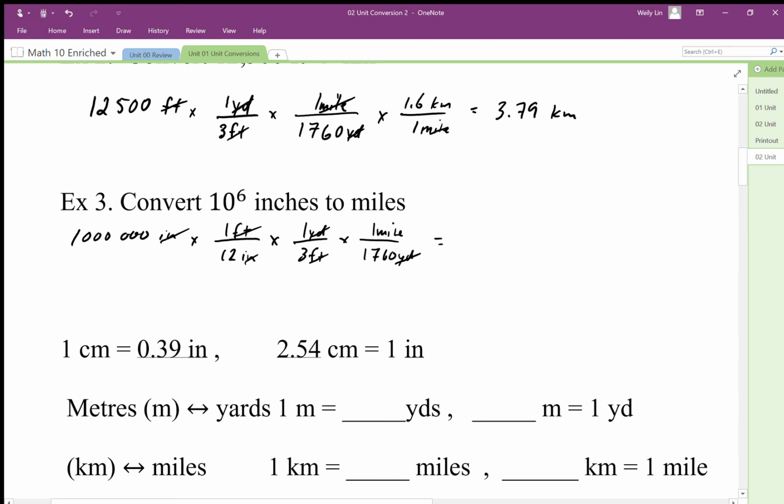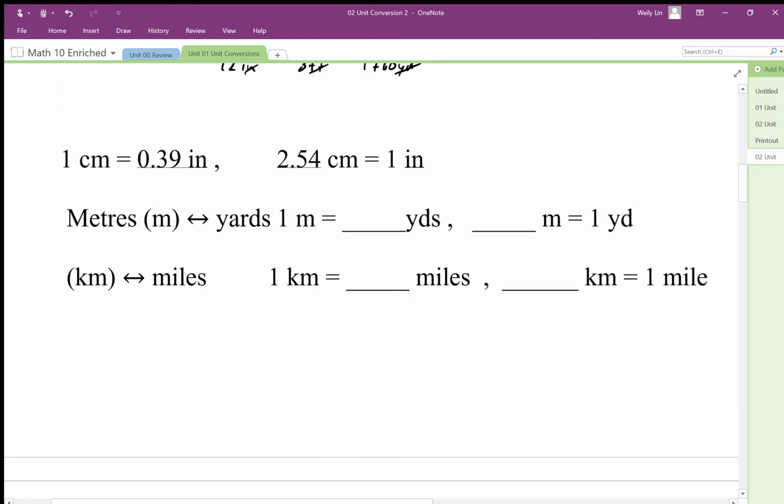Okay, so with that, I'm going to do, let's see here, 1 million. I'm going to divide by 12, divide by 3, divide by 1760. Okay, and that's going to give me 94, looks like 94 miles. Okay, so I think that's correct, 94.69. So I'm going to round that to 70 miles. Okay, it looks like my units all are consistent. Feet, feet, yards, yards, left with miles.